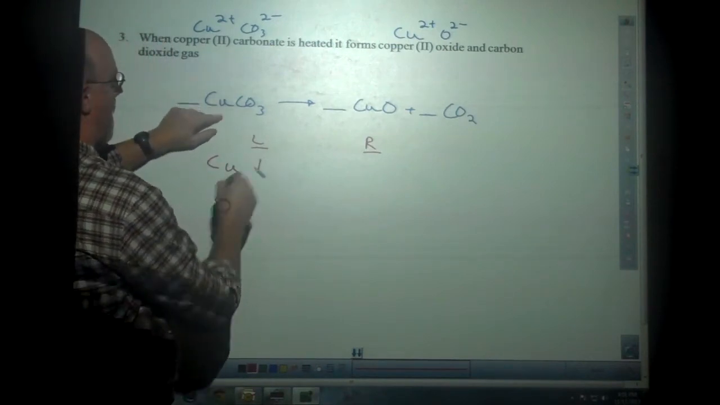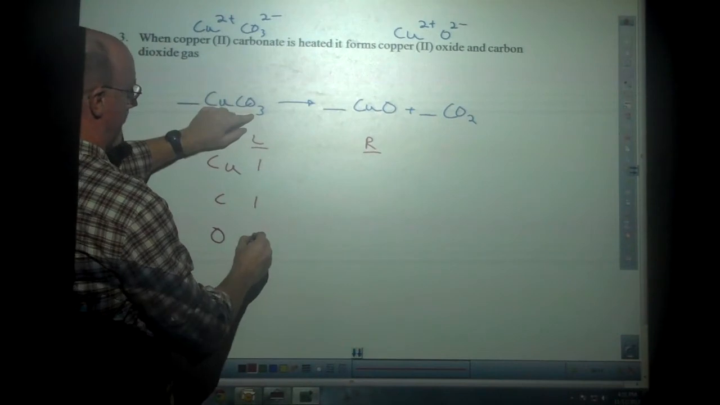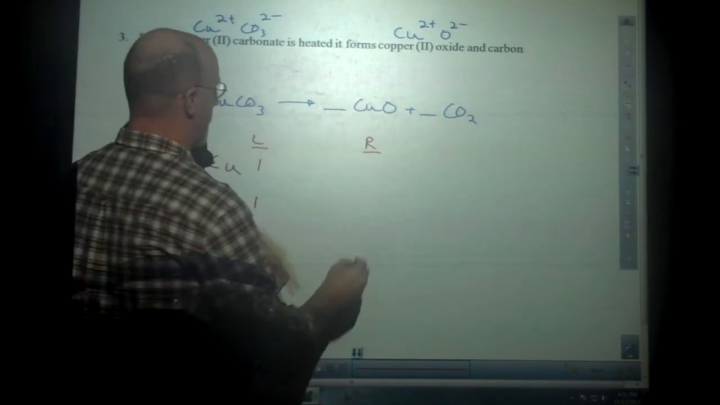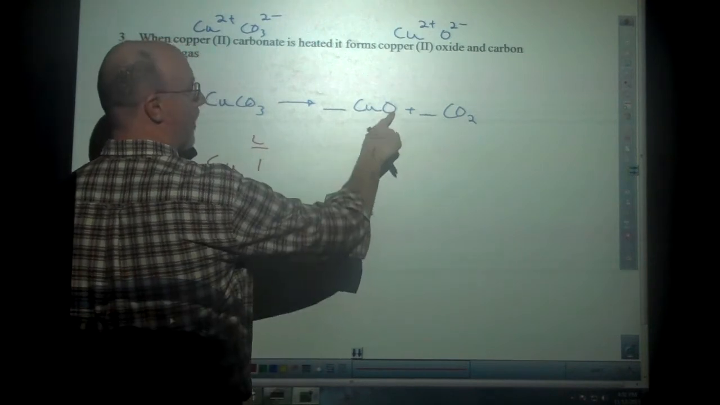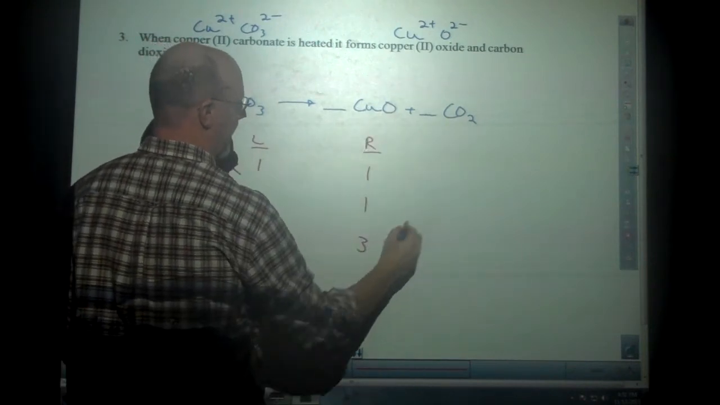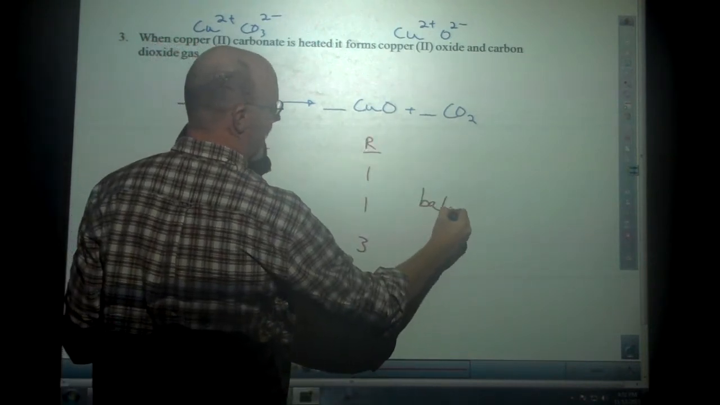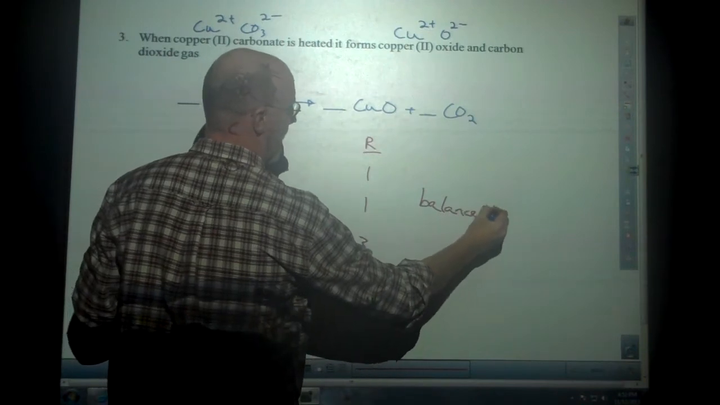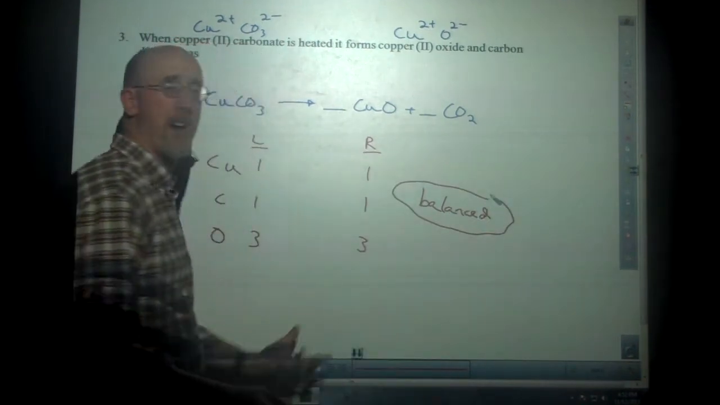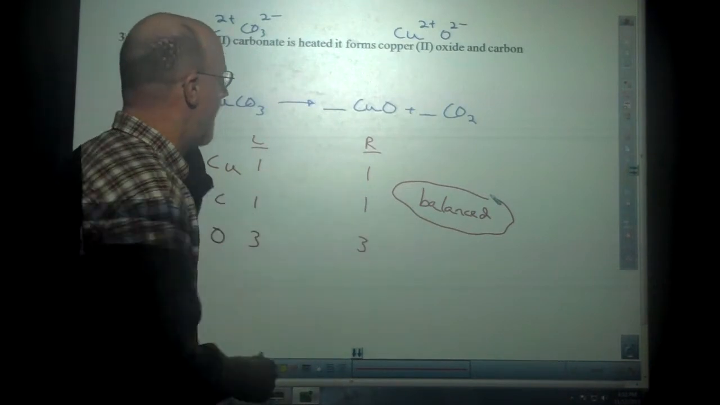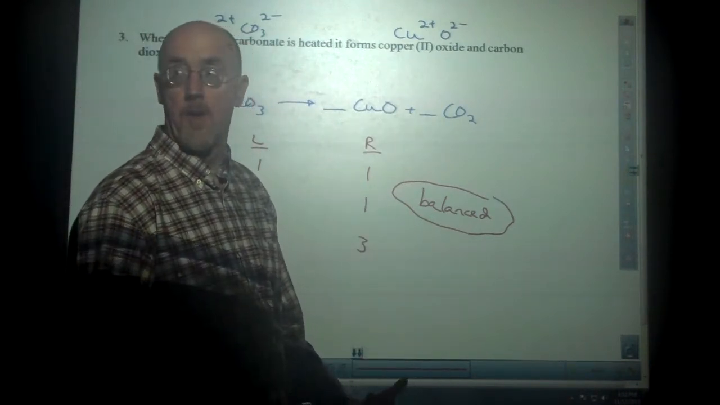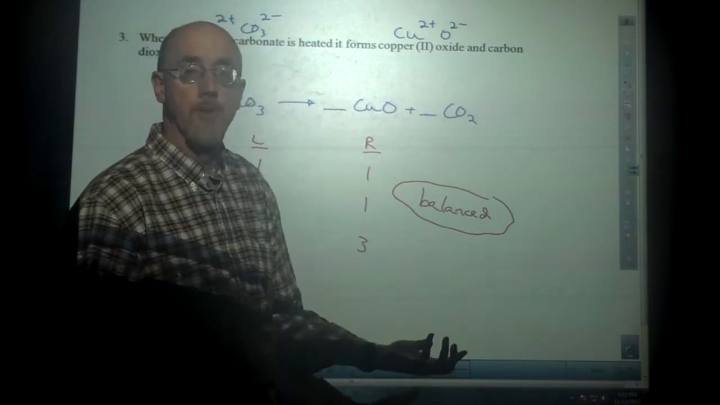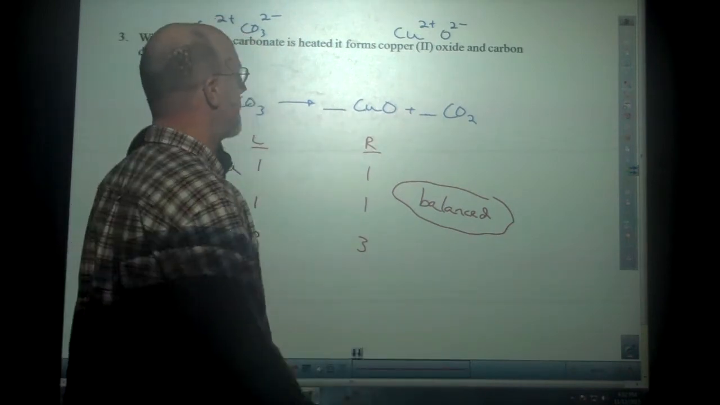Copper is 1. Carbon's 1. Oxygen's 3. Copper is 1 on the right. Carbon's 1 on the right. And then the oxygen is 1 plus 2 is 3. So make sure you realize sometimes these are already balanced. Probably should have started with that one, but that's fine. You will have chemical reactions where it's a 1-to-1 ratio across the board. That's fine, that does happen.